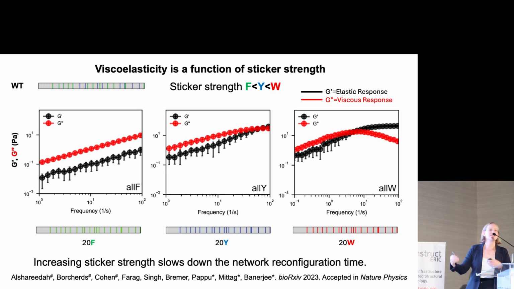Their frequency dependence is as we would expect. And then for the strongest sticker, we get a crossover here. We start seeing the crossover also for this sticker. And here we don't see a crossover. It's probably at much higher frequencies. So we can really change the material properties of these condensates by changing the sequence. And nature probably took advantage of this.